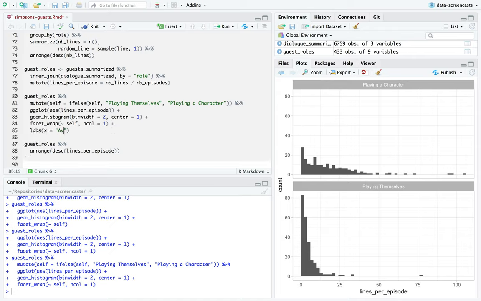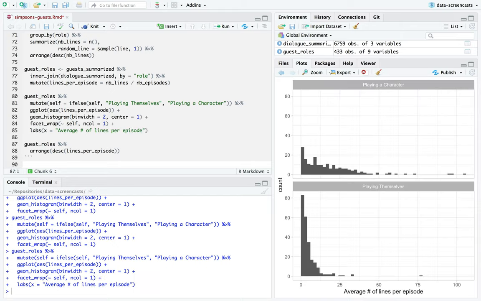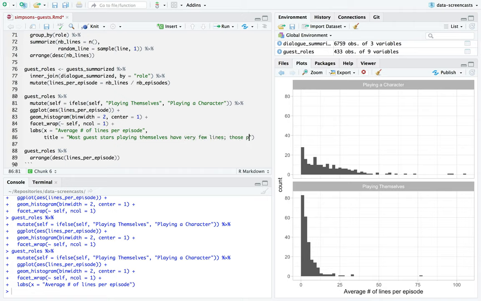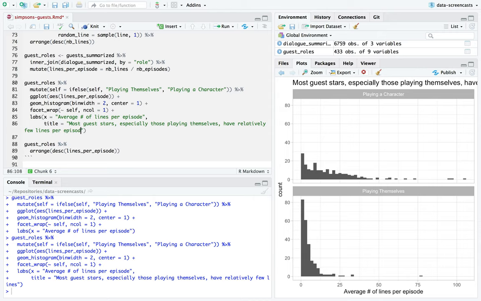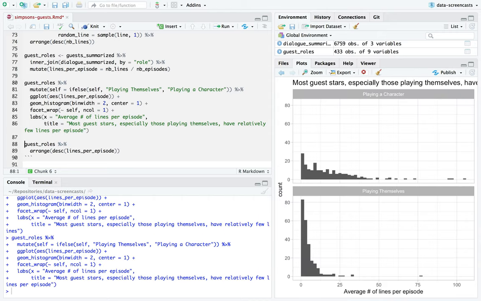Number, average number of lines per episode. So I can add a title here. This is kind of an interesting fact. It's like most guest stars playing themselves have very few lines. Most guest stars, especially those playing themselves, have relatively few lines per episode. That's kind of an interesting conclusion.